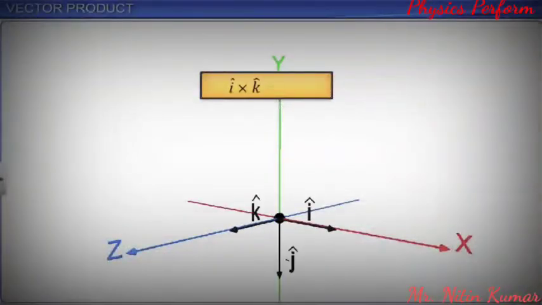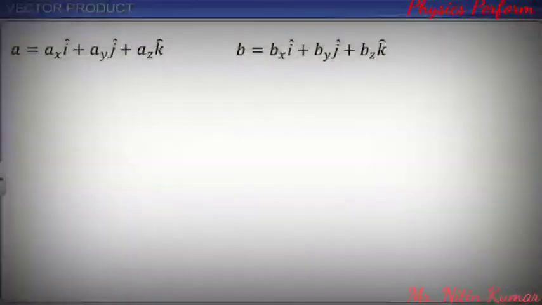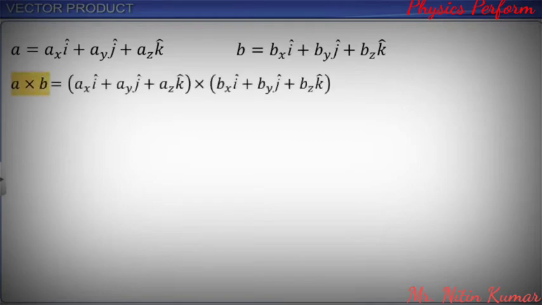If the two given vectors A and B are expressed in terms of unit vectors i, j and k as shown, then the vector product of A and B, A cross B, is equal to (Ax i + Ay j + Az k) whole multiplied by (Bx i + By j + Bz k).